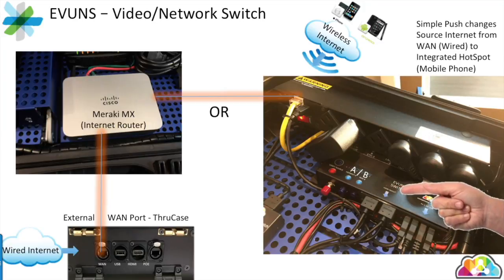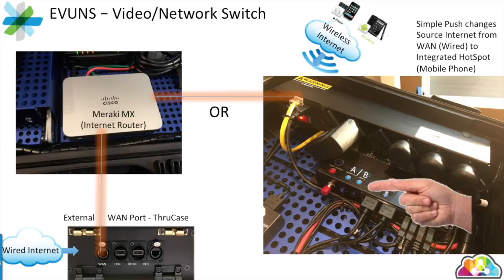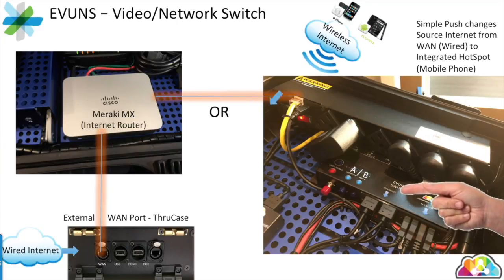If I push the B button, as you can see, the traffic is now routed through the Meraki Z1 through the kit to the devices. And if I push the A button, I am now connecting the internet from my mobile phone to the kit itself. That's pretty handy, especially if you're in mobile locations or you don't have physical network access.